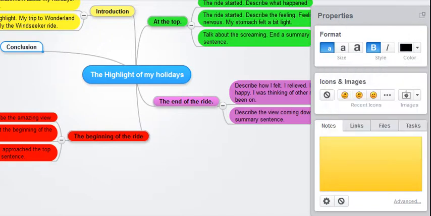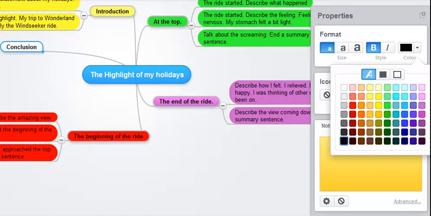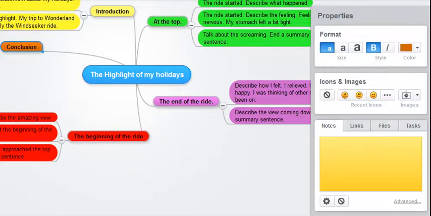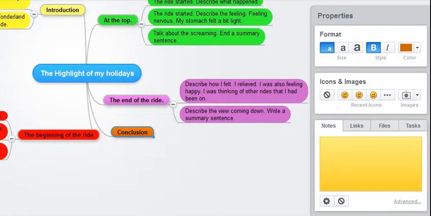So we have the font, and we also have the background, and let's use another color. Let's call that, I'm not sure if that's orange or, yes, I would say orange. So that's our conclusion. What do we put in the conclusion?